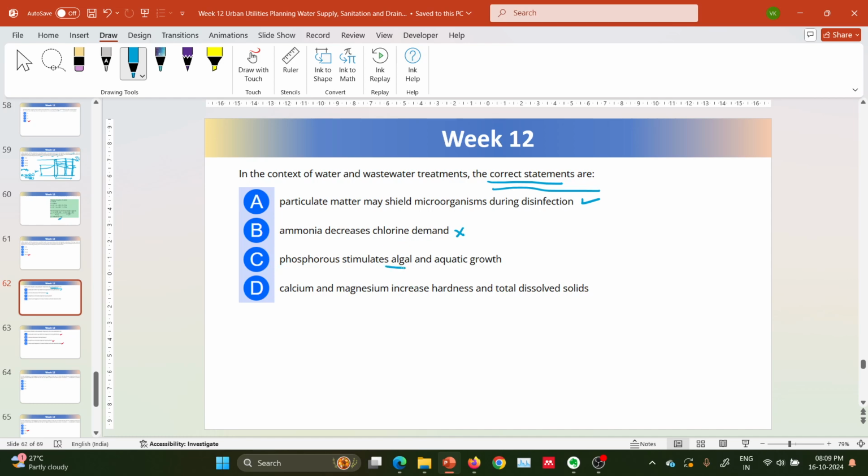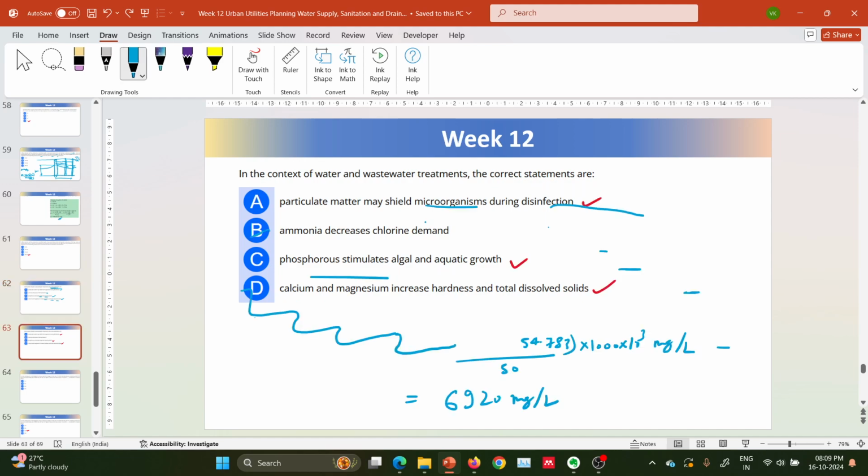Phosphorus stimulates algal and aquatic growth. Yes, because phosphorus and nitrogen are the nutrients that cause algae growth. Calcium and magnesium increase the hardness and total dissolved solids. Yes, correct, because these two are soluble compounds, so they increase total dissolved solids and hardness also. These are multivalent cations, so that's why they cause the hardness to increase. So these three are correct.